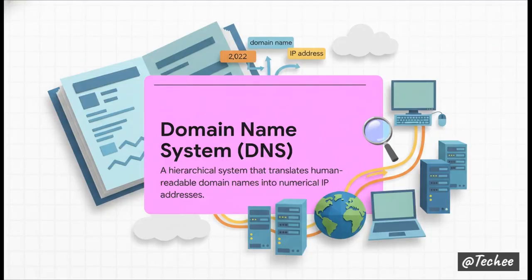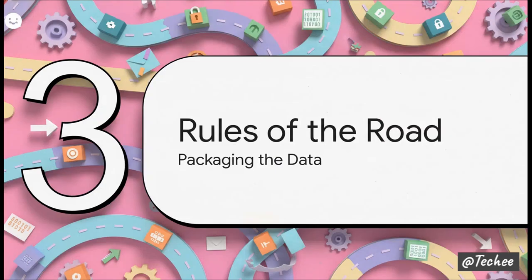So who handles that translation? A system called the Domain Name System, or DNS. Honestly, the best way to think about it is as the internet's giant global phone book. Your computer asks the DNS, hey, what's the number for example.com? And the DNS server looks it up and sends back the correct numerical IP address. Problem solved.